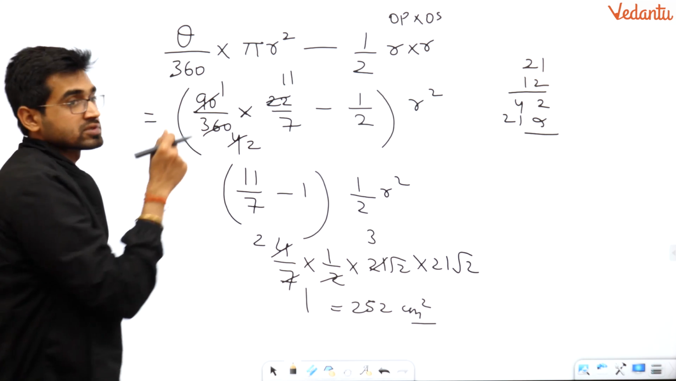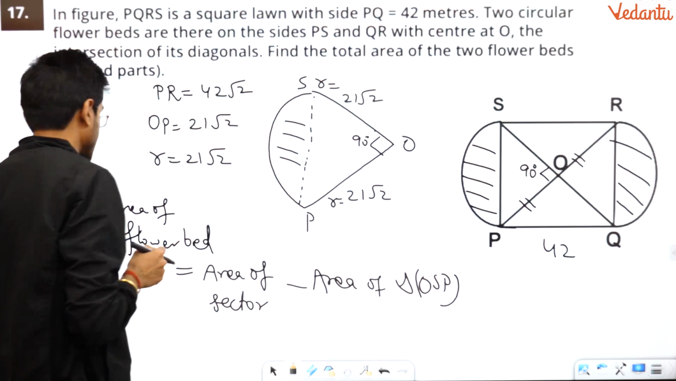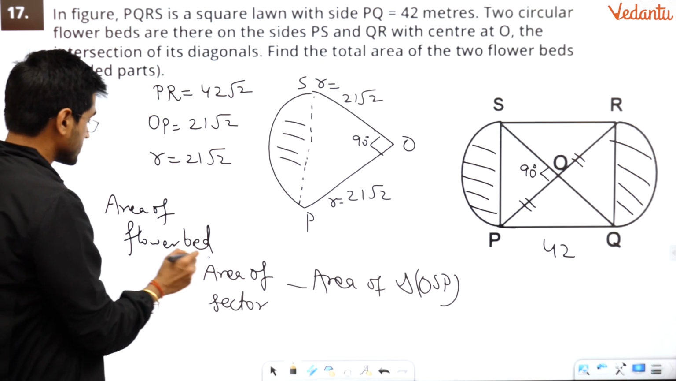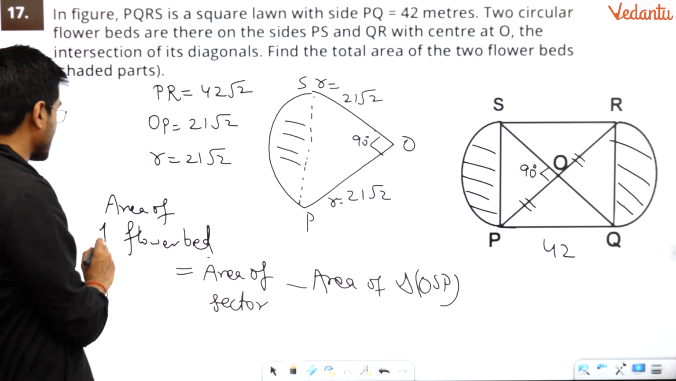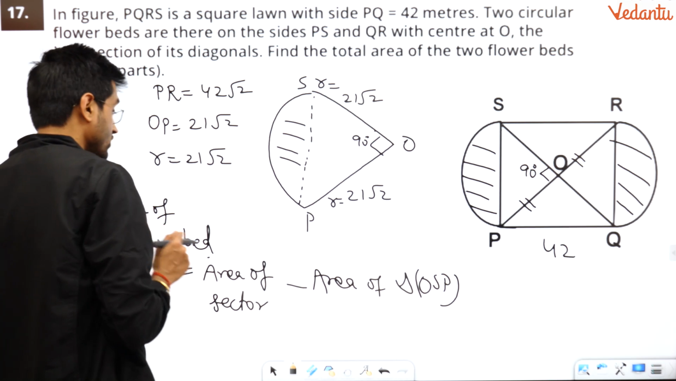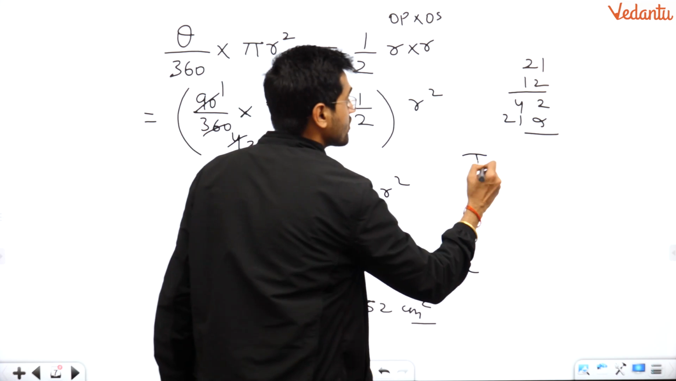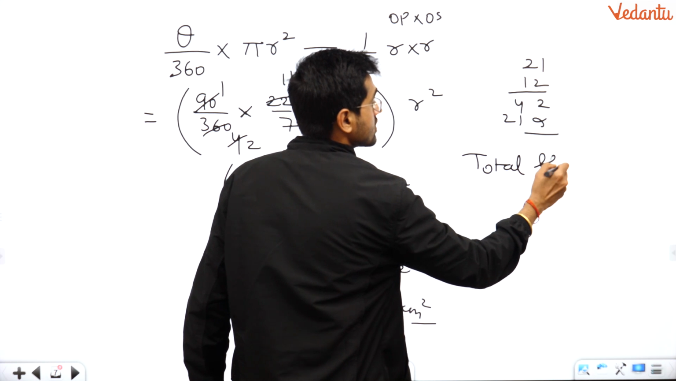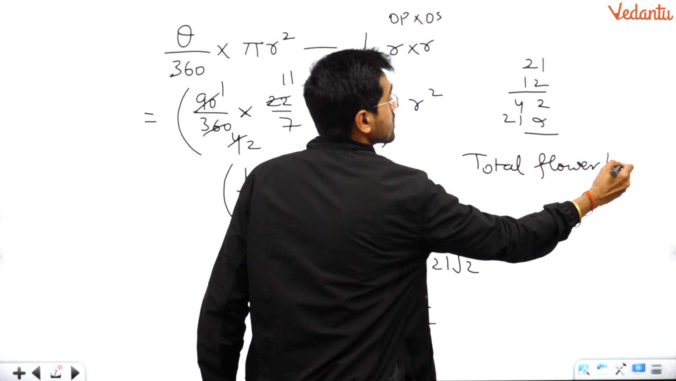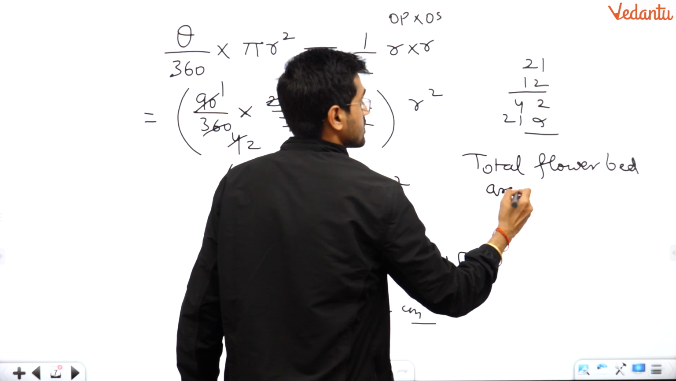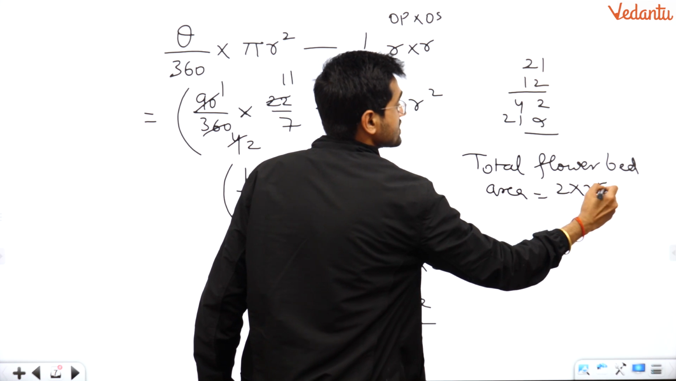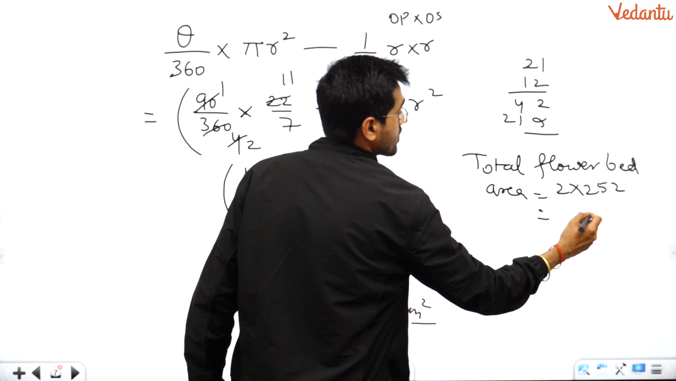Remember, it was 2 times. I forgot that value, I just remember it now. It was 2 times because it is just one flower bed. So I can write area of one flower bed. So I have to get 2. So I will write area, total shaded area or total flower bed area is 2 times of it. 2 times of 252, which is 504.